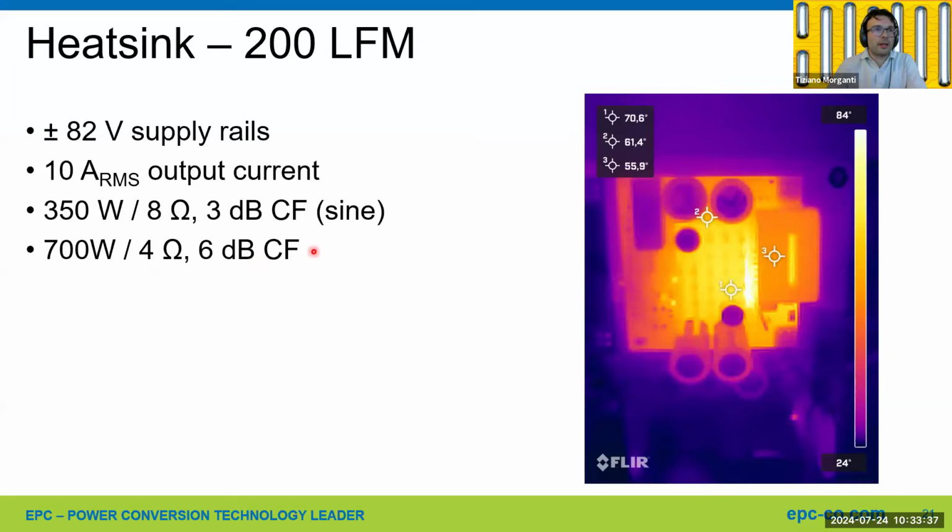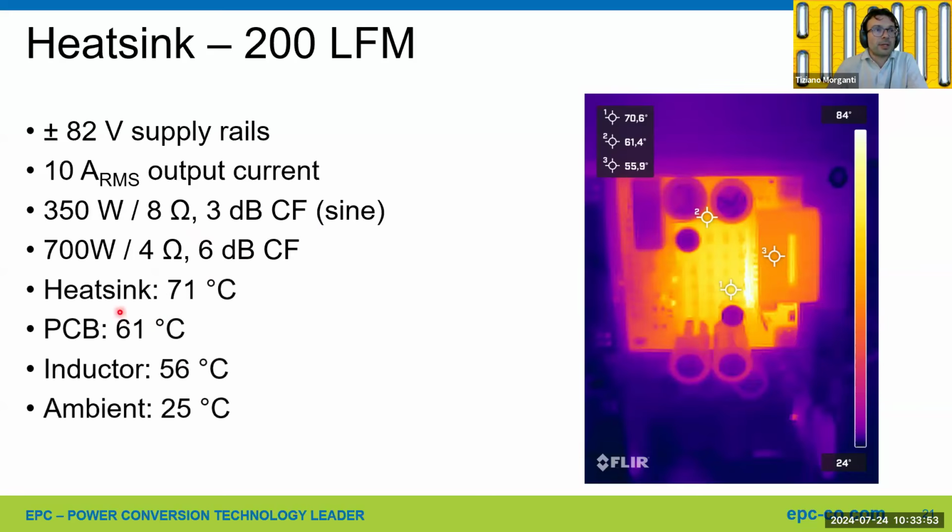And this is most likely a very dense signal, so it can even be stated for very high power subwoofers, for example. In this case, we have the heatsink at 71 degrees, the PCB is 61 degrees, the inductor is 56 degrees, and the ambient was 25 degrees. So the airflow blowing on the board is helping to keep both the PCB and the inductor cooler than in the previous case.